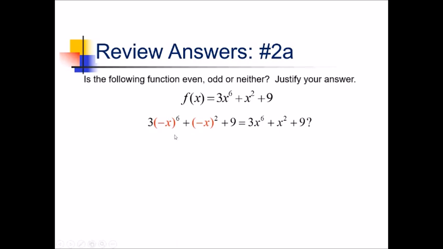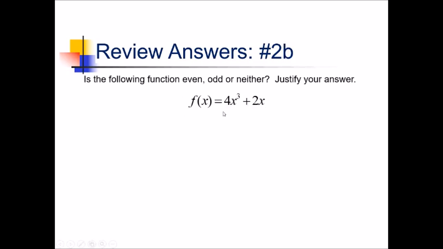Now let's actually go through and see if we get what we started with. Negative x to the 6th power, well, that's going to be an even number of negatives multiplied together, so that's going to be a positive. So 3x to the sixth, positive 3x to the sixth. Same deal kind of over here with this even power. This is positive x squared, and that plus 9 is still there. And looking carefully, we've got positive 3x to the sixth, positive x squared, 9. That's exactly what we started with. So this proves that we have an even function here.